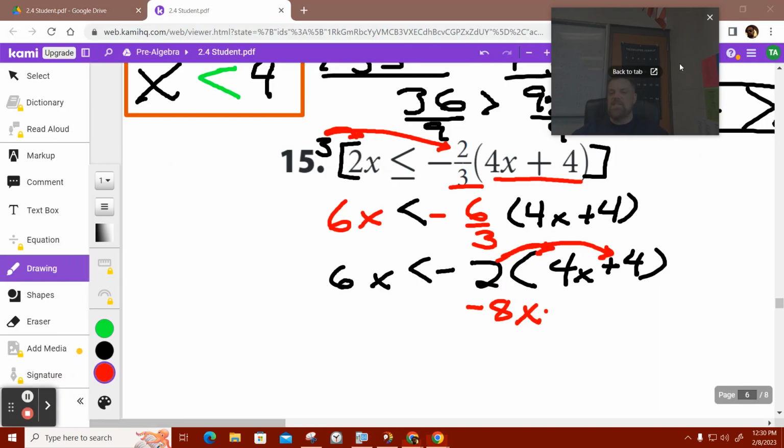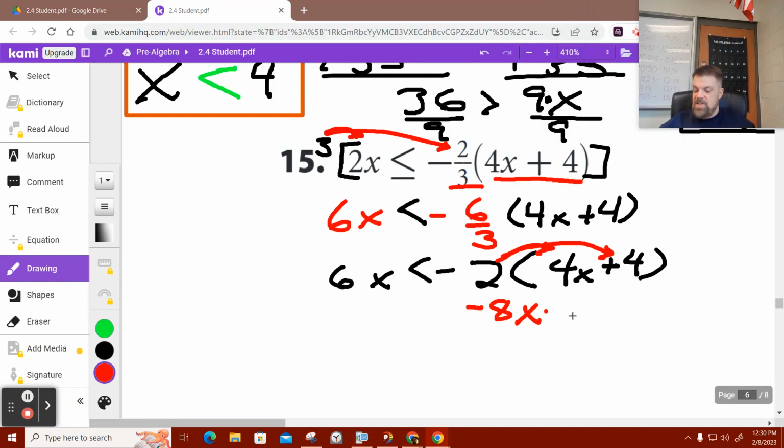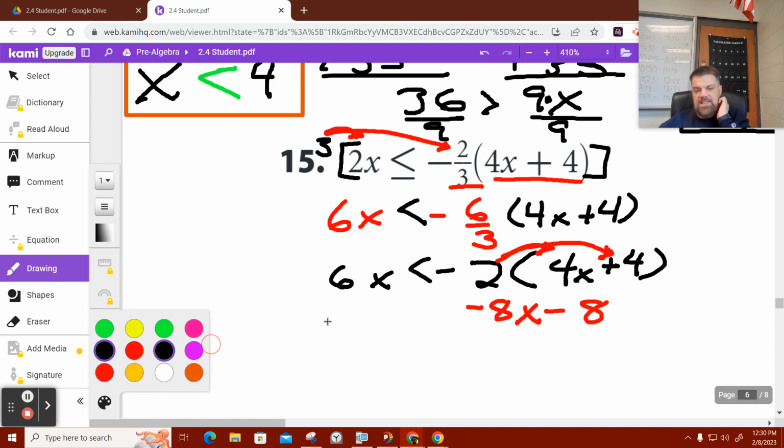Take 4 seconds. Make sure you got the right answer, because it makes a difference, right? If I put a positive 8, I'm going to get the wrong answer. So take your time, especially on the test. All right? So now the rest of this is the same.